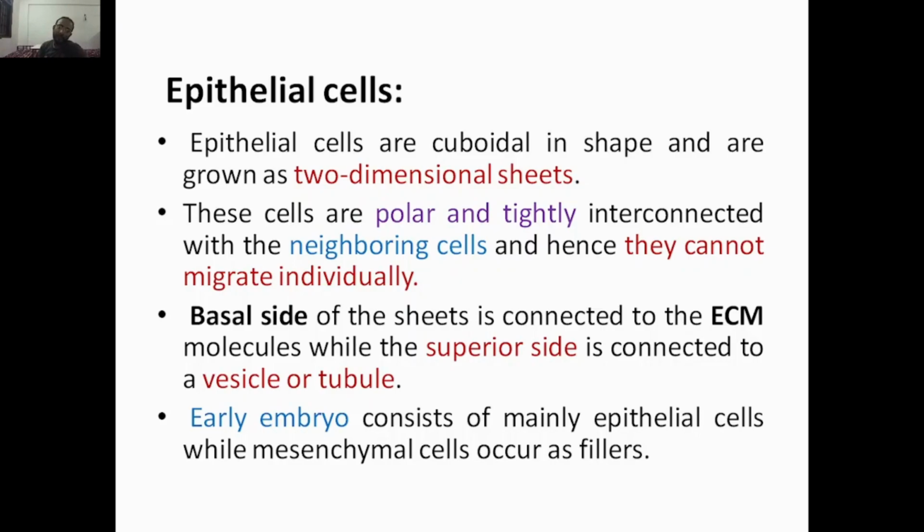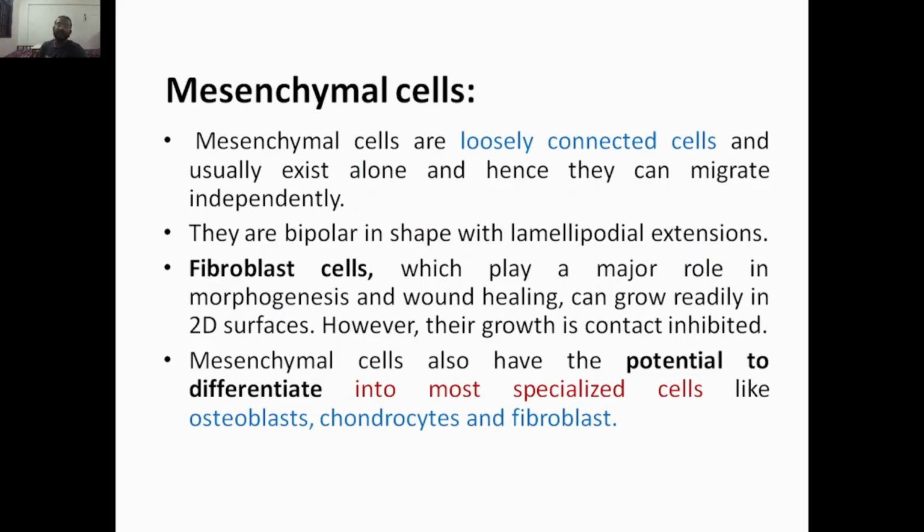The early embryo consists mainly of epithelial cells, while mesenchymal cells occur as filler. Mesenchymal cells are loosely connected cells and usually exist alone, right? Since they are loosely connected, they exist alone, hence they can migrate independently. And one speciality of mesenchymal cells is that if any one mesenchymal cell comes into contact with another mesenchymal cell, they will stop differentiating.